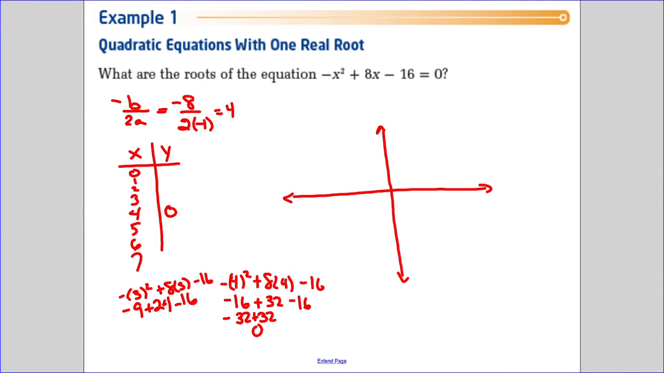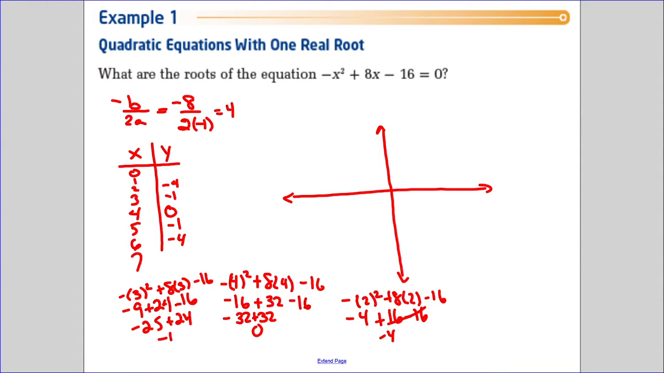So negative 9 minus 16 is negative 25 plus 24. That's negative 1 as an overall value. So I get negative 1 here and negative 1 there. Remember the symmetry that occurs here between numbers that are equal distance away from the axis of symmetry. Next I have 2, so if I plugged in negative 2 squared plus 8 times 2 minus 16, that's negative 4 plus 16 minus 16, they're going to cancel out, so negative 4 is what I get here. So negative 4 and negative 4.